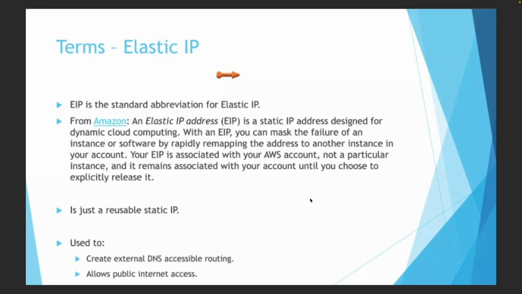Next, we have an elastic IP address. Elastic IP is simply a static reusable IP address designed for dynamic cloud computing. What makes it special is it's associated with your AWS account, not a particular instance. This means you can quickly remap the address to another instance if something fails, effectively masking failures. The IP remains with your account until you explicitly release it. We use elastic IP addresses to create external DNS accessible routing and allow public internet access to our resources.